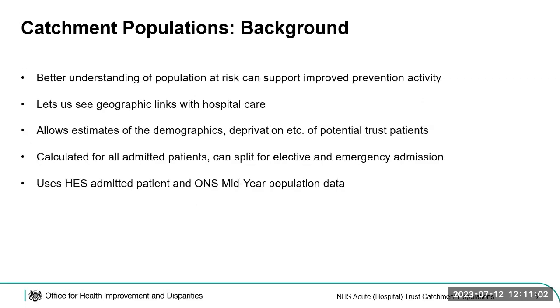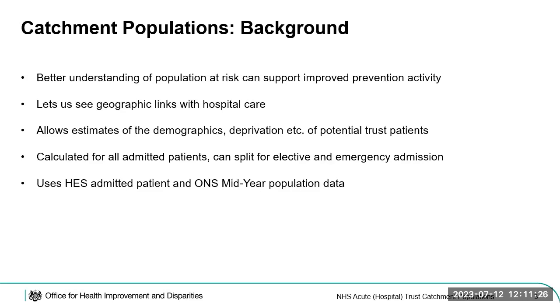So what it does, as I said, is give us a better understanding of the population at risk. It helps to give us a link between the geographic links and the hospitals. It allows estimates for demographics, deprivation, and it's calculated using the hospital episode statistics, admitted patient care data.